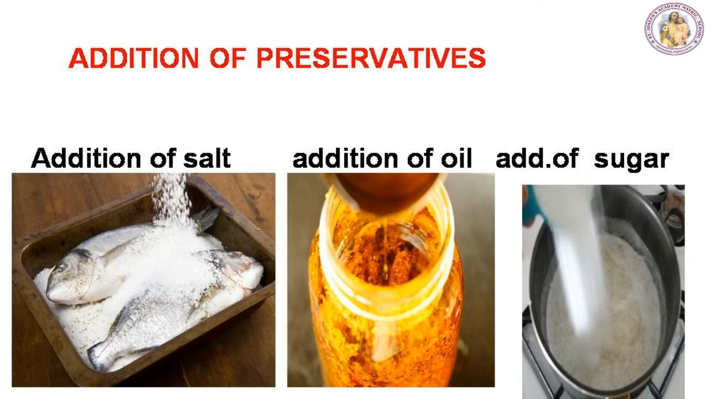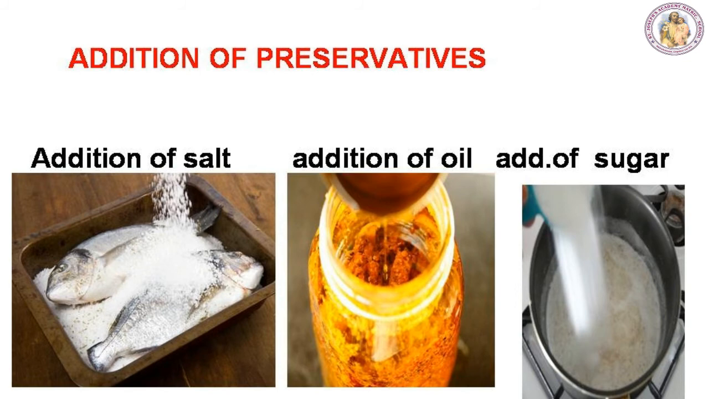Food can be preserved by adding natural as well as synthetic preservatives. In natural preservation, we have the addition of salt, the addition of sugar and the addition of oil. Many times in your home also we can see the addition of salt to dry fish, meat, gooseberries, lemons and mangoes, which they make into pickles. Before that, they add salt.